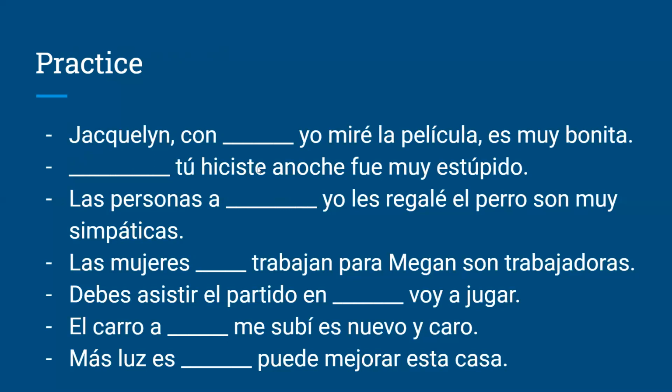Okay. Number two. What you did last night was very stupid. Okay. First question. We talking about a human being? No. Okay. We're talking about what you did last night. Second question. Is this a clearly defined thing? And again, no. Okay, it's a vague idea. Therefore, this one is going to be lo que. That which you did last night was very stupid. Lo que.